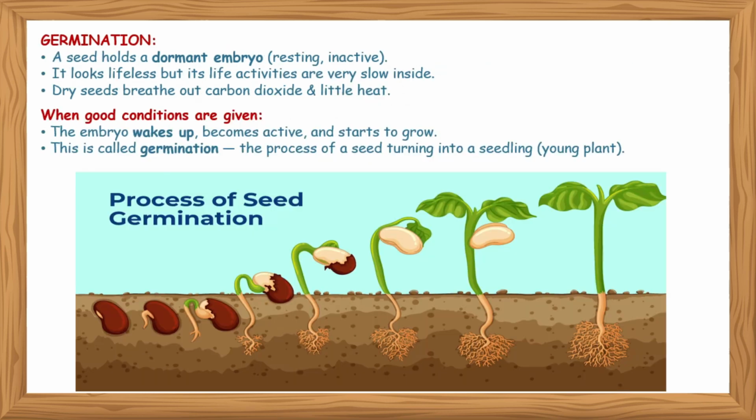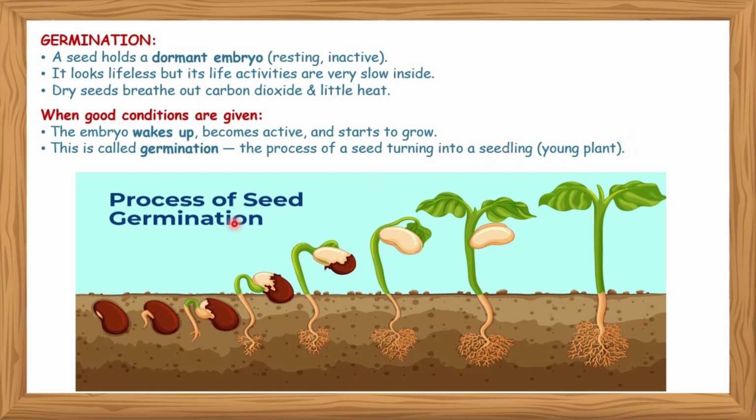Germination. A seed holds a dormant embryo which is held in a resting or inactive state. It looks lifeless, but its life activities are very slow inside. Dry seeds breathe out carbon dioxide and a little heat. When good conditions are given, the embryo wakes up, becomes active and starts to grow. This is called germination, the process of a seed turning into a seedling or young plant.